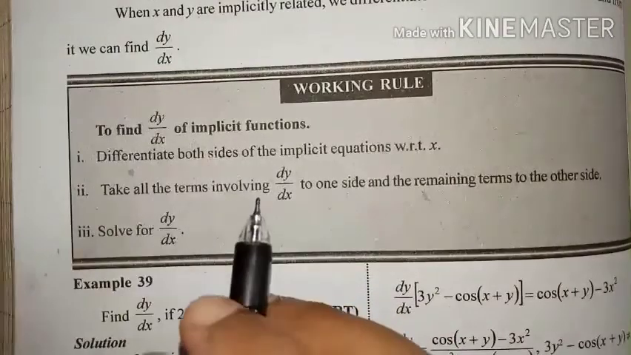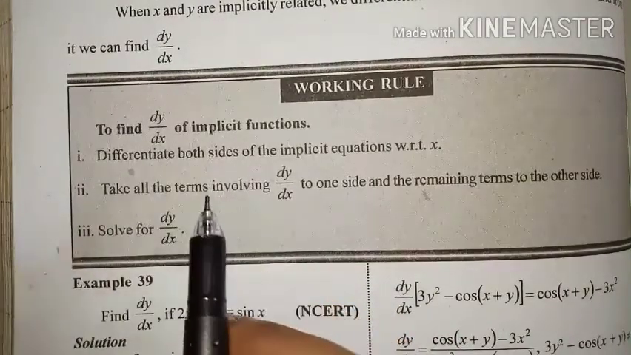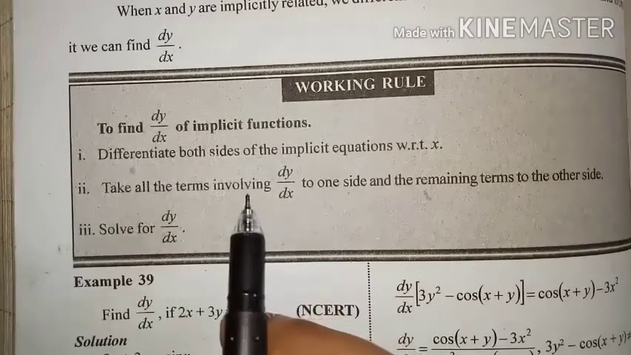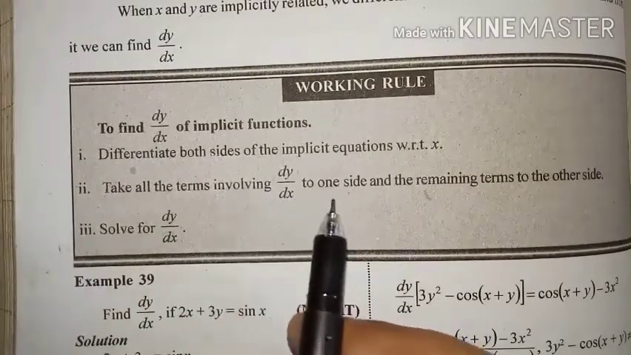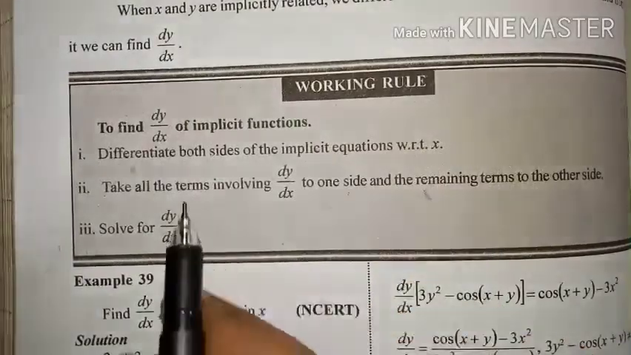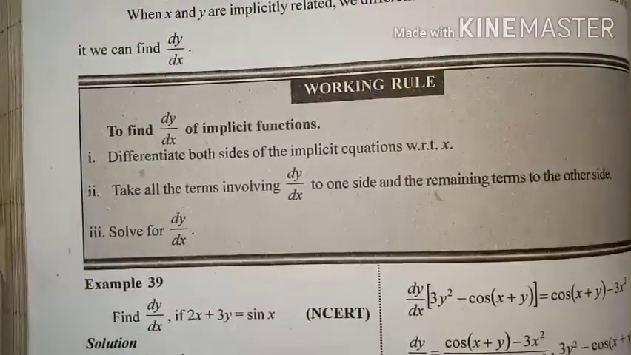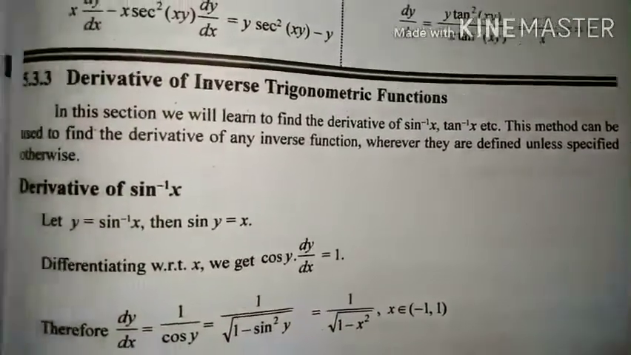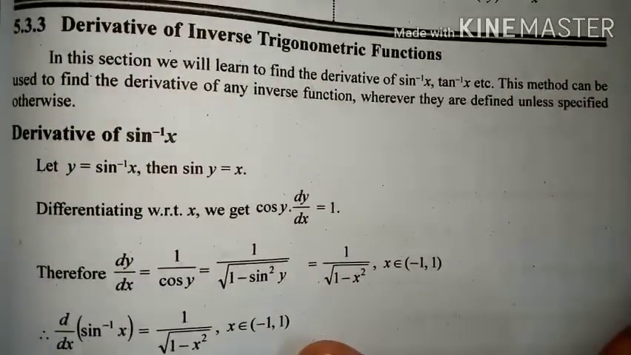We will do it. They are saying that you have to take all the terms involving dy by dx on one side after taking its derivative, and the remaining terms to the other side. Then you have to solve for dy by dx. Okay, this will be clearly understood after we solve problems on it. When we solve problems on this exercise, I will explain you better. So that was derivative of implicit function.